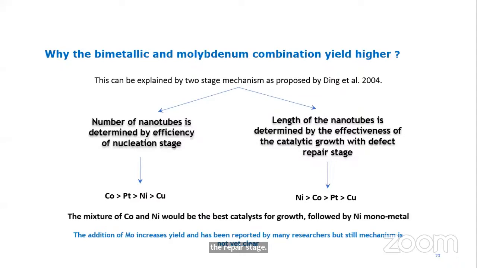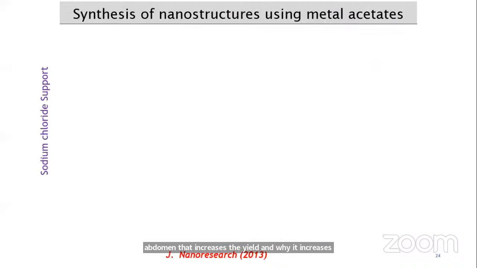So in this case, why have we chosen bimetallic? Cobalt and nickel we have taken, and that works out to be a better catalyst for the CNT preparation. In addition to that, the molybdenum increases the yield, and why it increases the yield is still a question mark for us, and we did not get the reason.